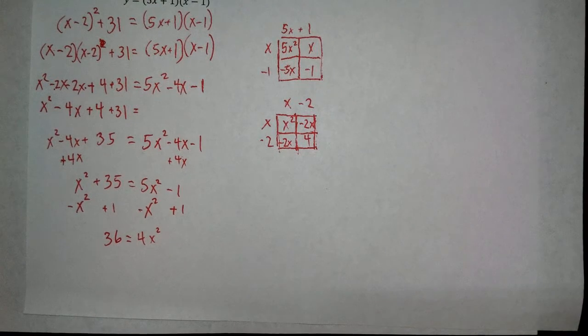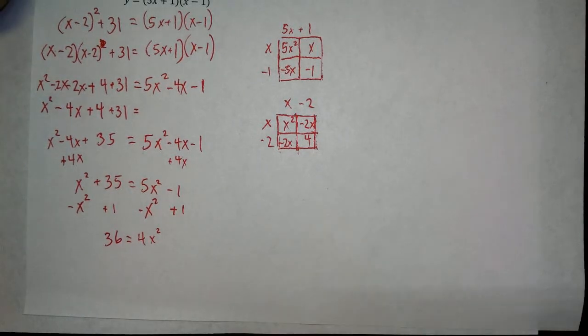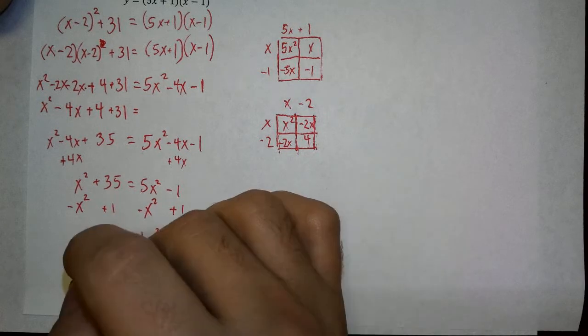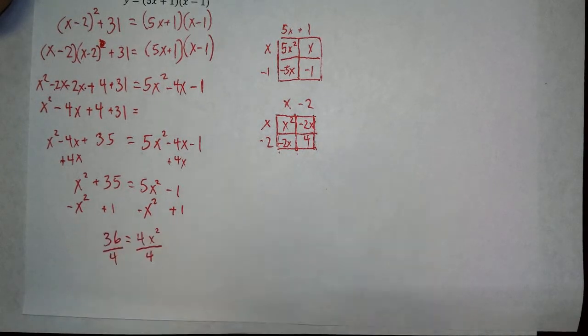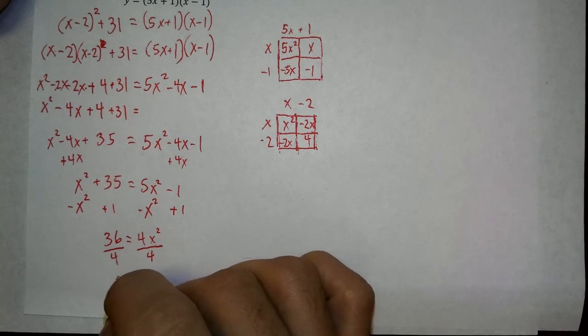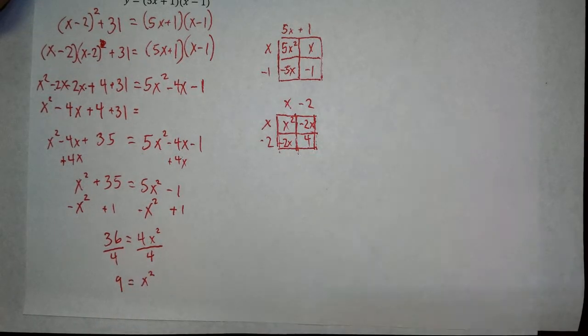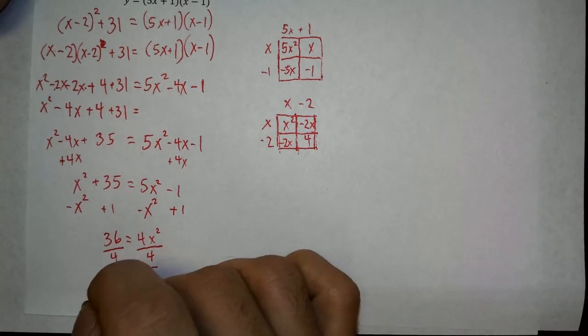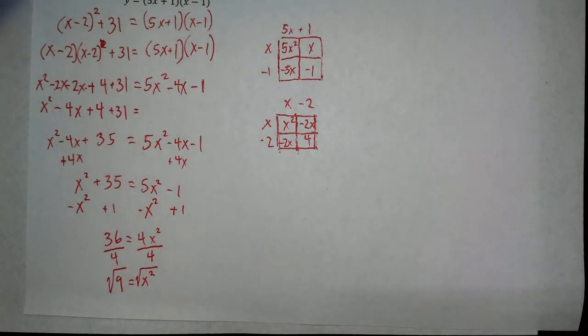Alright, so we're still solving, right? We're still looking for x. So let's go ahead and keep on isolating, right? We still want to keep peeling off all these layers. Divide by 4 on both sides, because I have to multiply by 4. That's going to be 9 equals x squared. Well, what do you know? A perfect square, which makes it easy to take the square root of.